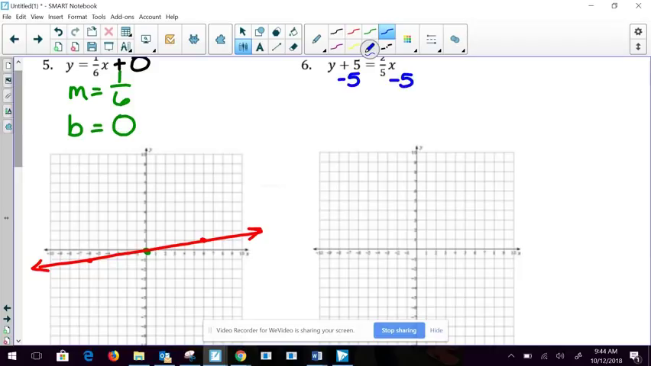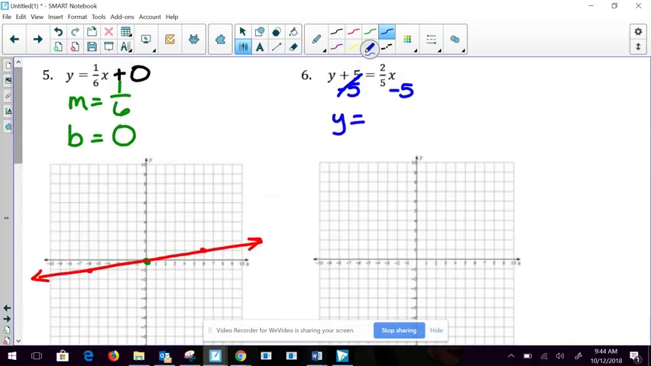And we're subtracting 5 over here. We're not really combining any terms here. All we're doing is rewriting it. So I have my y is equal to 2/5x. We're not changing that. We're simply writing -5 next to it. Now that we have that written down, we can go ahead and graph it. M is equal to, right, 2/5. B is equal to, you're on fire, -5.